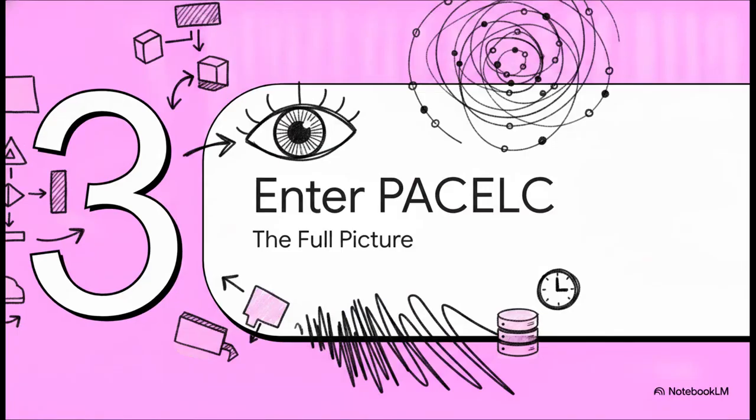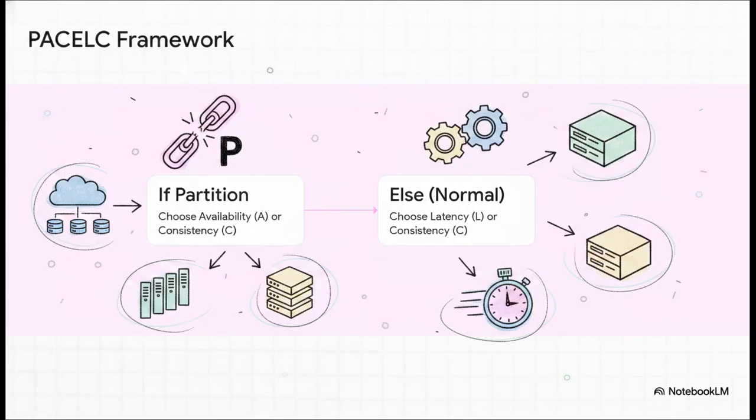Section 3, enter PACELC, the full picture. This is exactly where the PACELC theorem, which was introduced by Daniel Abadi in 2010, comes in to fix CAP's massive blind spot. It provides a much more complete mental model. Here's how this framework builds. The first half is exactly what we just covered. If there is a partition, that's the P, you choose between availability or consistency. But the absolute breakthrough is the second half. Else, meaning during normal operations when everything is fine, you must trade off between latency and consistency.